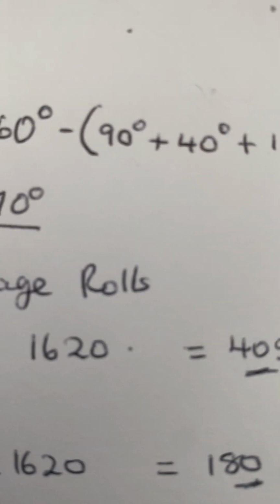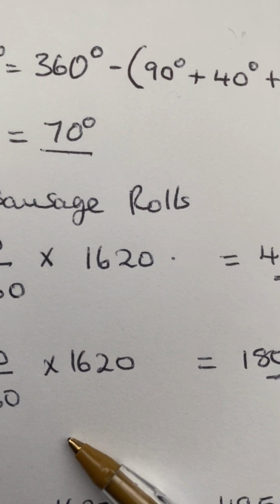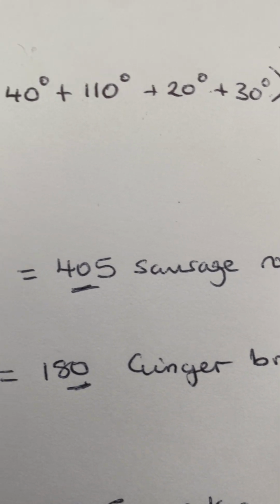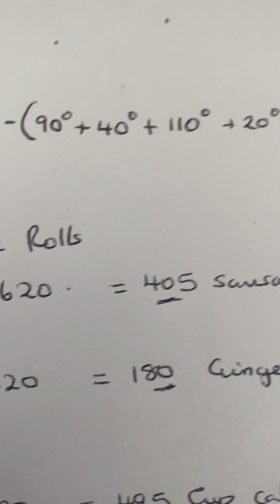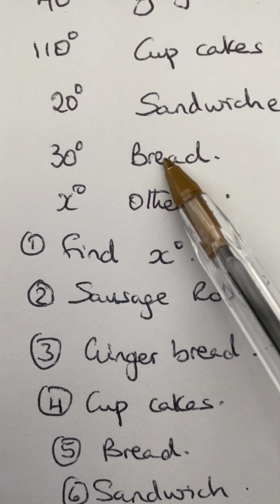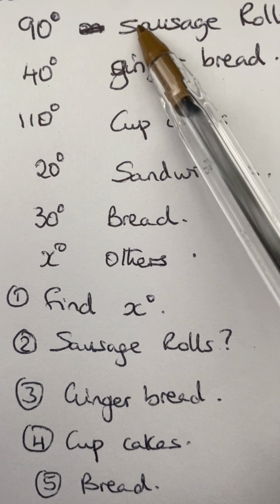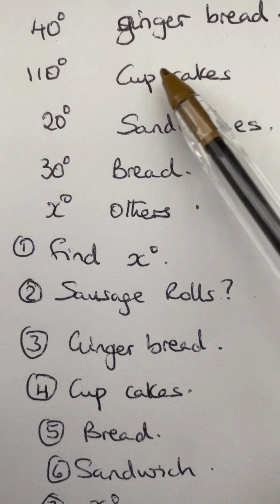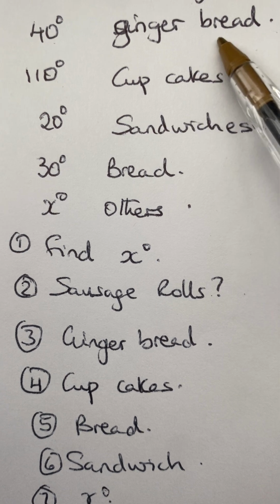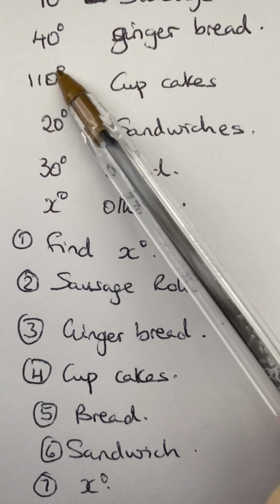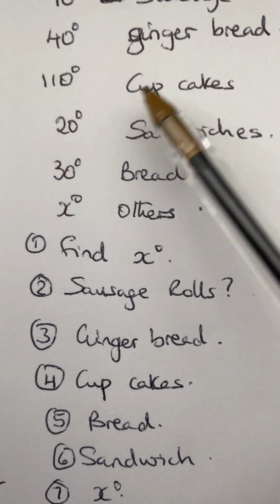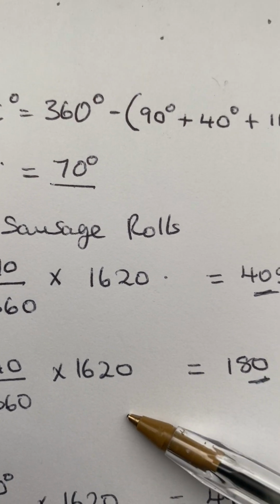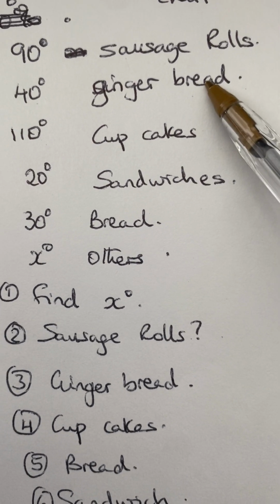Okay, make sure the angles you are using represent what they've given you in the question. Don't use 30 degrees here for gingerbread. Otherwise you get different answers. Even though your calculation is right, you haven't done the right thing, so you will lose marks for that. So 40 degrees for gingerbread.